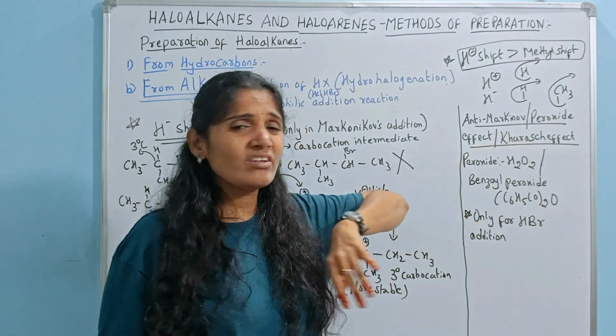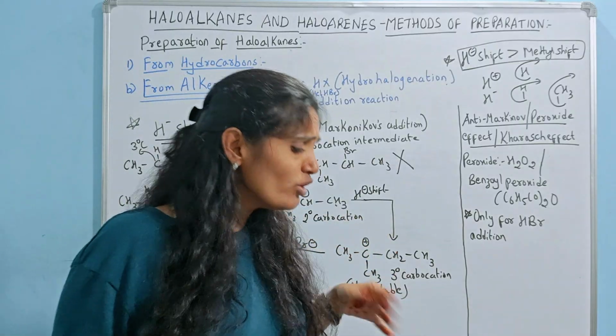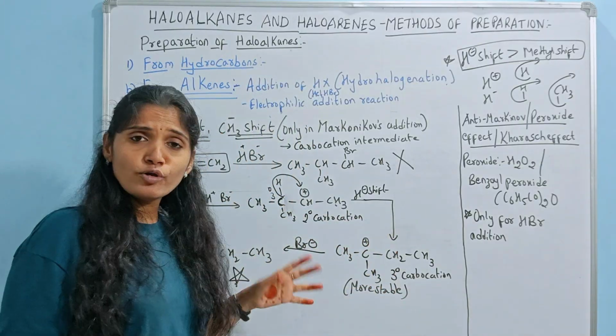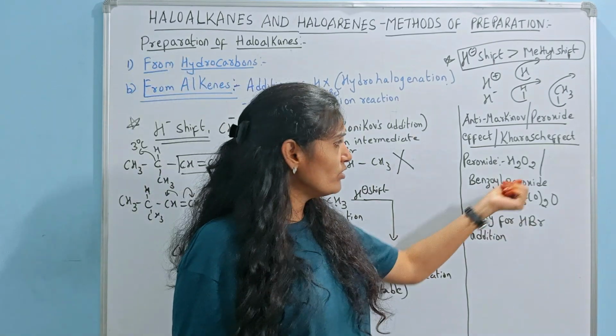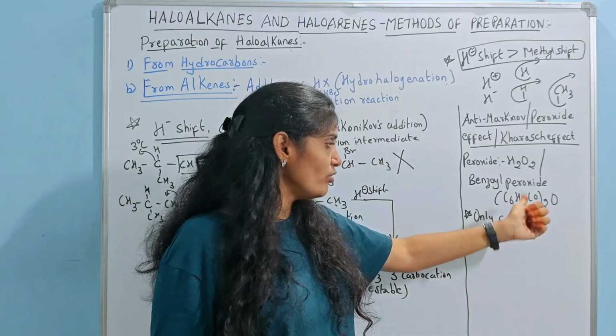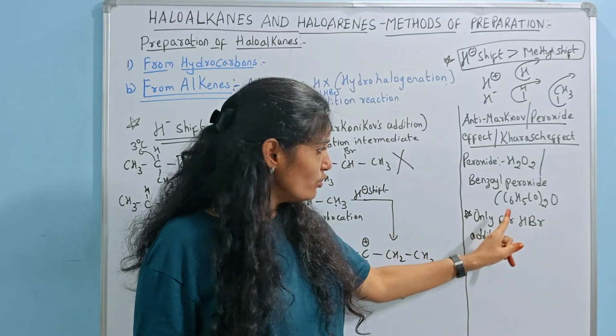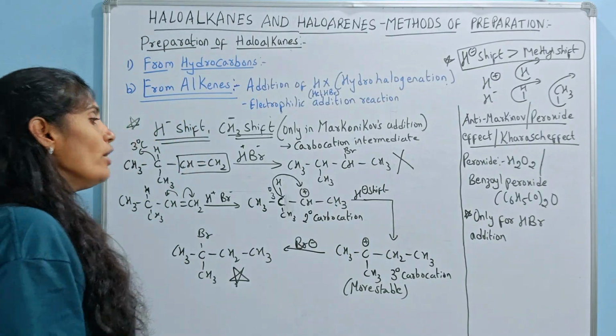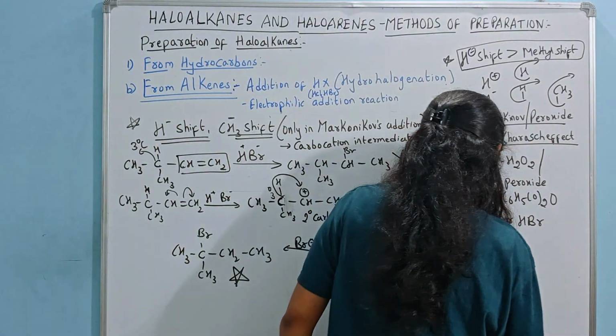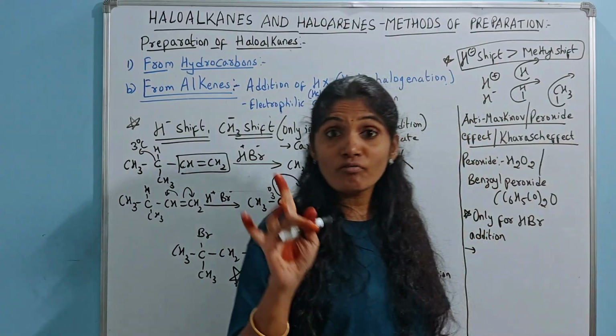It is very famously called the Kharasch effect also. These three names you remember, it's better, because in the exam if you use any other name, you should not be in any confusion. Okay, so what are the peroxides used? Mainly hydrogen peroxide and benzoyl peroxide, and as I already mentioned, it is only used for HBr addition in the presence of peroxide.